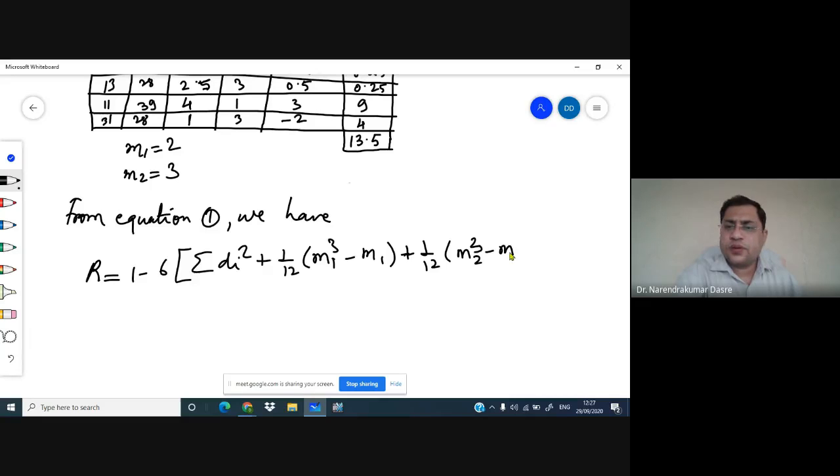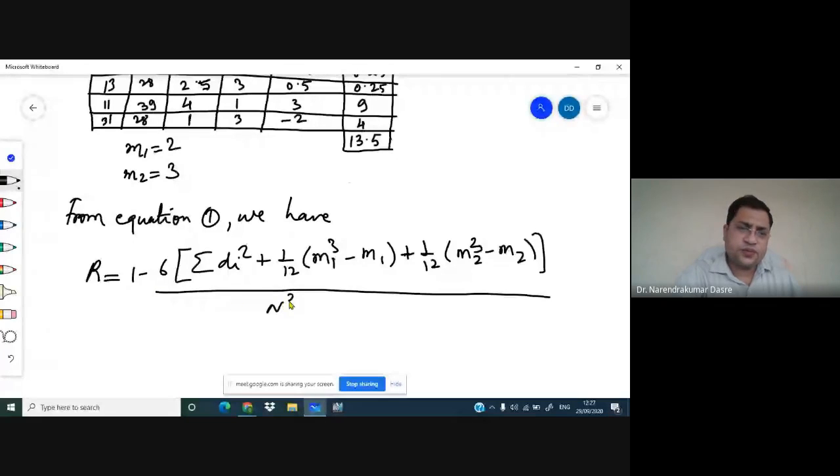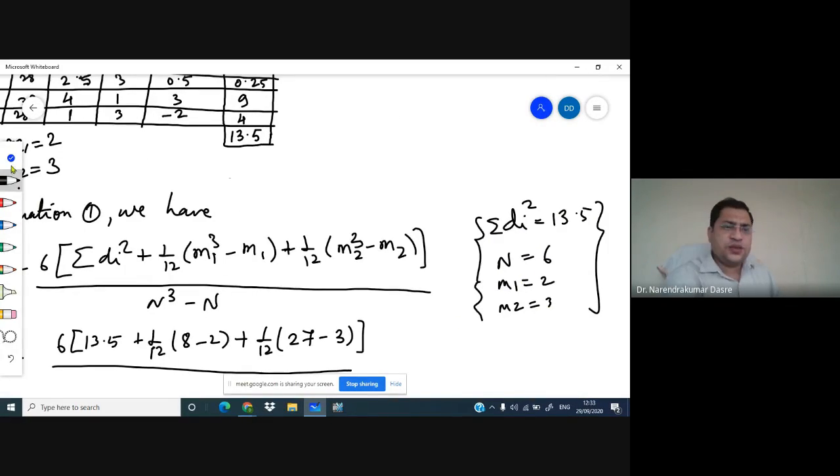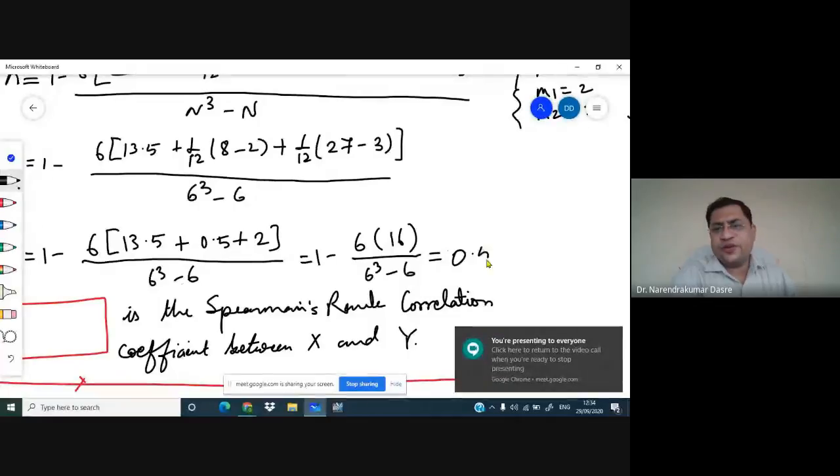The value of summation di square is equal to 13.5. N is equal to 6. And we have already considered M1 is equal to 2 and M2 is equal to 3. So we use these values. Then we get here 6 cube minus 6.